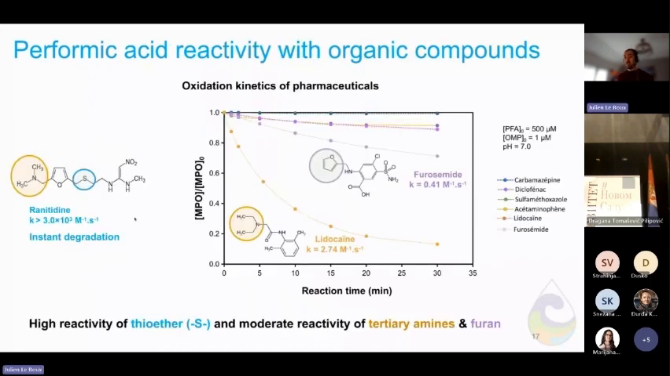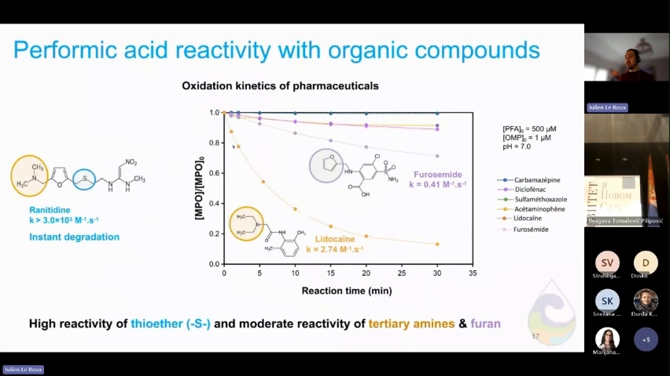So since it was interesting for disinfection, we started asking if it was also interesting to remove or at least react with some organic compounds in the wastewater. And we started working on oxidation kinetics of pharmaceuticals to see if this oxidant could remove some of them. And we found out that it was very reactive with some molecules, such as ranitidine here on the left. There was a total degradation in a few seconds.